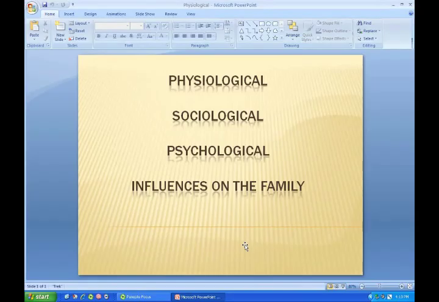Number 5, the individual's expectations for success. Is it considered successful if I drink? Does that affect my success level at work or not? Does that affect my success at home with my family or not? So, the individual's expectations for success.